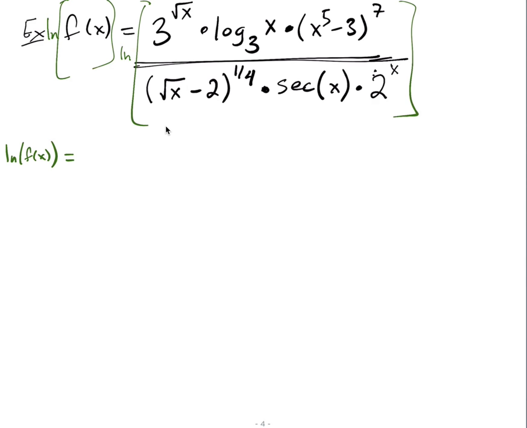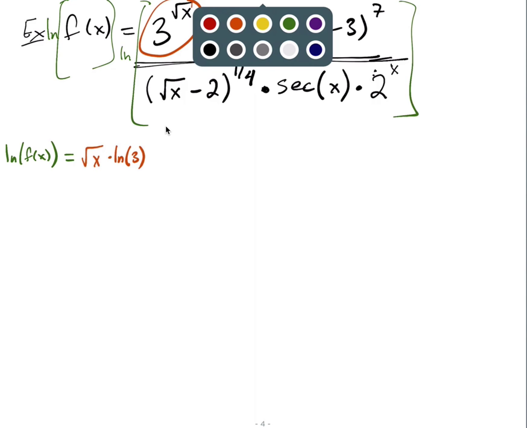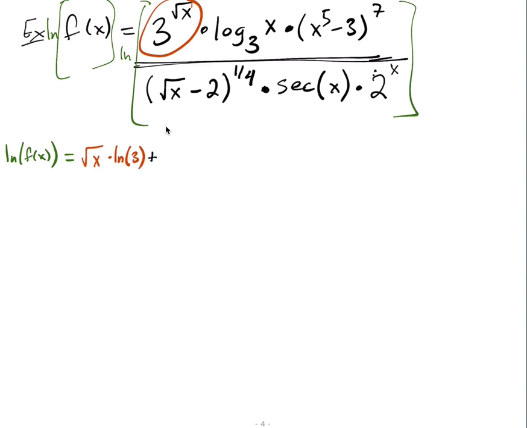So what's the very first log going to be? This one right here. Square root of x times ln of 3, right? Okay. All right. What's the second one? Plus, nope. Ln of x. Not ln of x. Ln of 3. Nope. Ln of x over 3. Nope. It's not the change of base. 5. Nope.